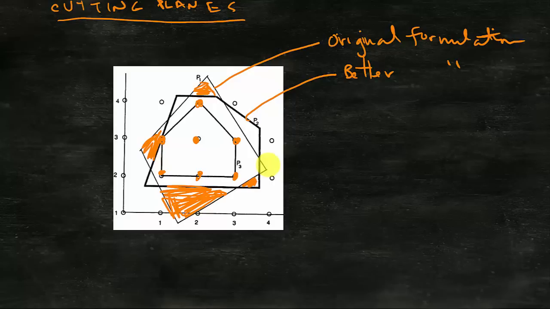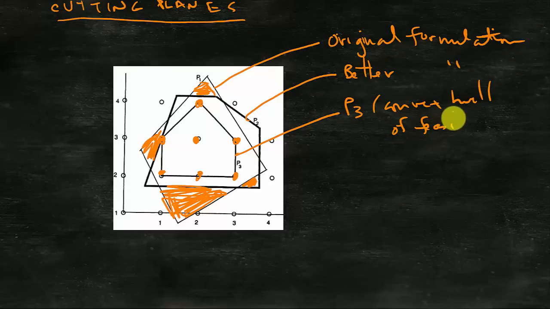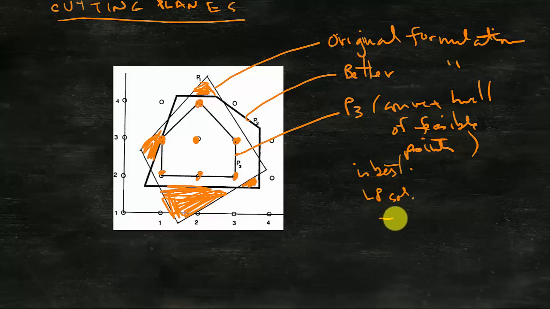The best thing would be P3. P3 is absolutely the best. And it's called the convex hull of feasible points. If you take those 7 points and fit a very tight set of linear inequalities around it, you have the convex hull, and P3 is best. And the reason why it's best is because the LP solution will yield an IP solution.